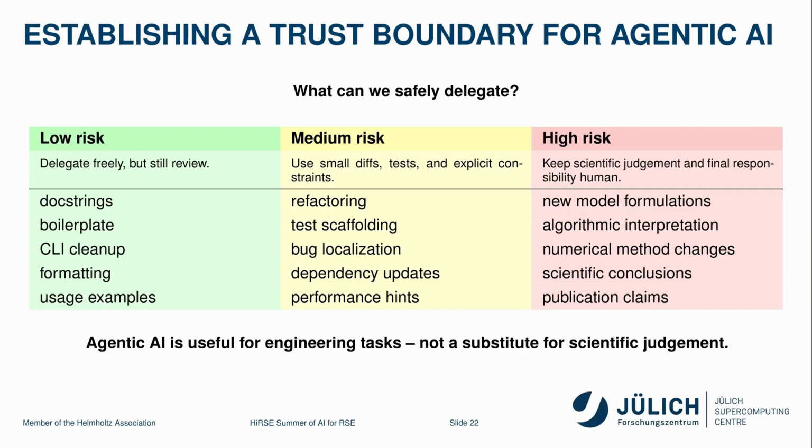And there's this high-risk category, where we should really keep scientific judgment and final responsibility human. This is when you're looking for new model formulations, algorithmic interpretation, numerical method changes, and when you draw scientific conclusions or make publication claims. So agentic AI is useful for engineering tasks, but it's not a substitute for scientific judgment.